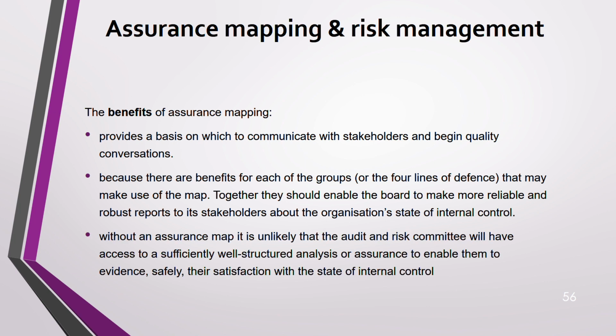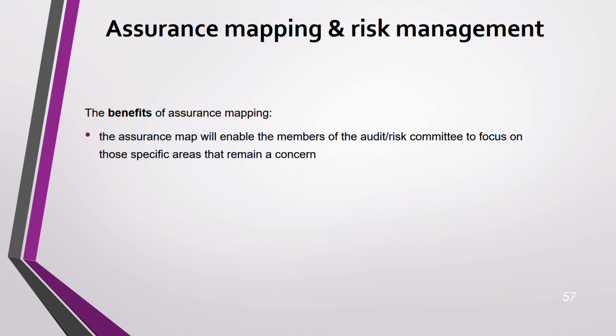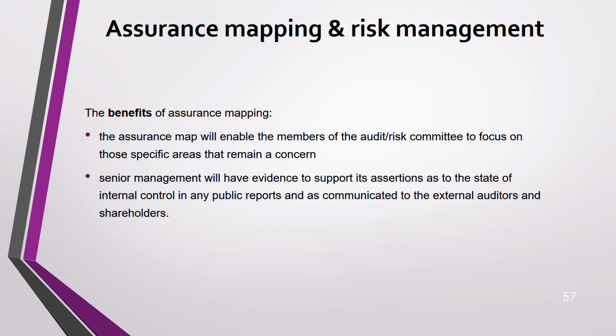Third, without this map, the audit and risk committee are unlikely to have access to a sufficiently well structured analysis. If this is not done, the audit and risk committee cannot get access to that. So they will not know. There will be no evidence that assurance has been given or not. Then it enables the members of the risk and audit committee to focus on those areas that are a concern, not every area.